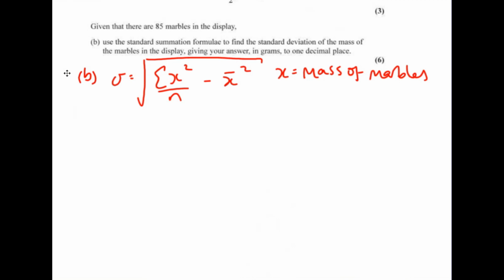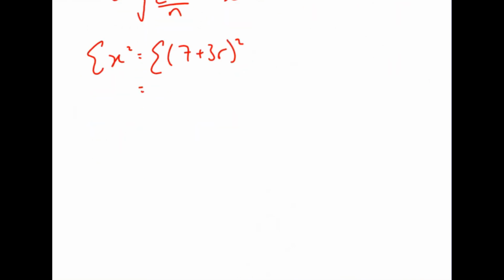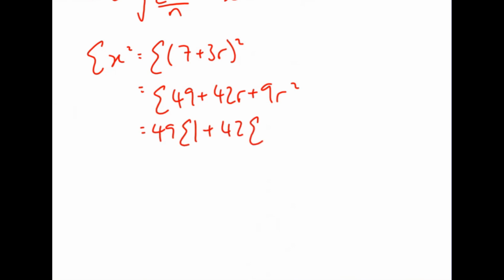So let's just look at sigma x squared. We know the mass of the marbles is given by 7 plus 3r. So we can expand this out and use our standard results for series. So expand this out to 49 plus 42r plus 9r squared. And I can split this up into 3 sums: 49 times the sum of 1, plus 42 times the sum of r, plus 9 times the sum of r squared.